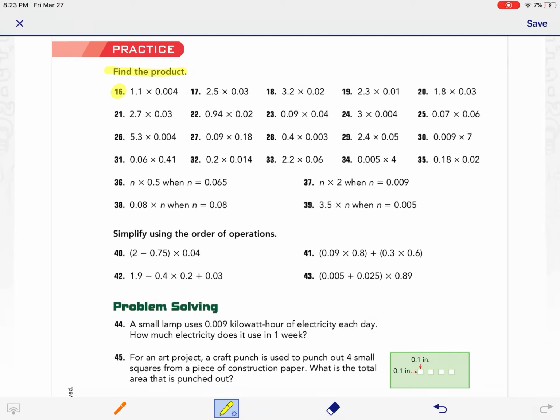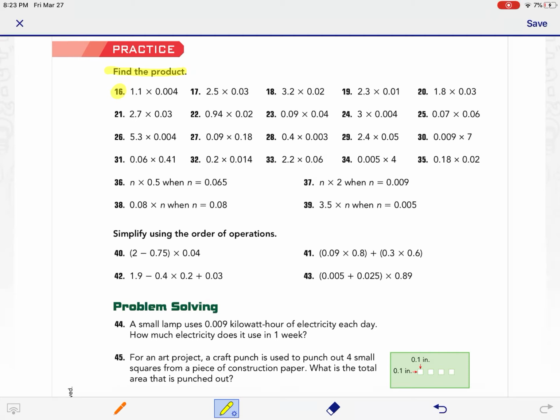Also, look down at numbers 40 through 43. These instructions kind of throw you guys sometimes, and I can understand that. It's kind of a wonky way to give instructions, but it says simplify using the order of operations. And what that basically means is they want you to solve the problem, and you're going to need to use your order of operations.